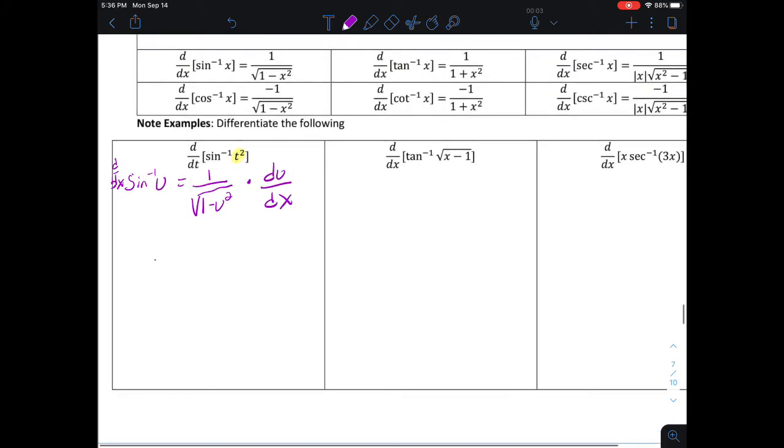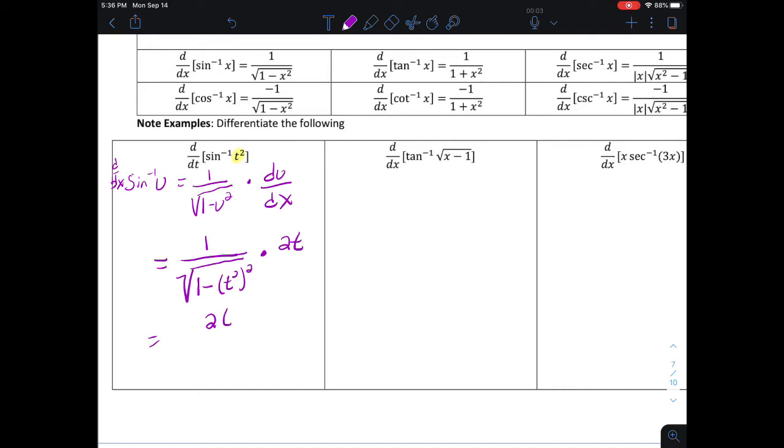So our derivative is going to be 1 over the square root of 1 minus, now it should have been x, but it's not x, now it's t squared. So it'd be t squared squared. And then times the derivative of the inner function, which makes 2t. And then you just clean that up a little bit. Our derivative would be 2t divided by the square root of 1 minus t to the 4th power.